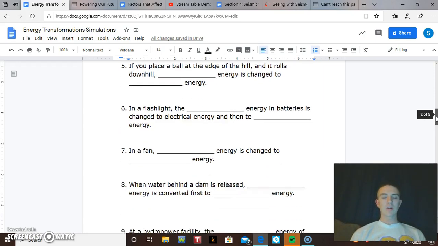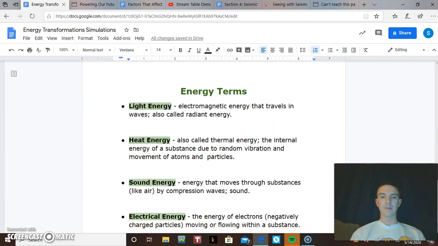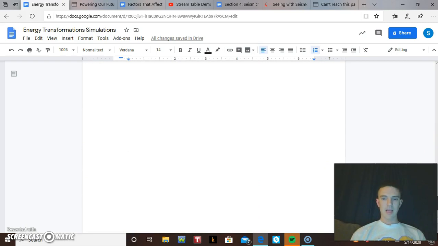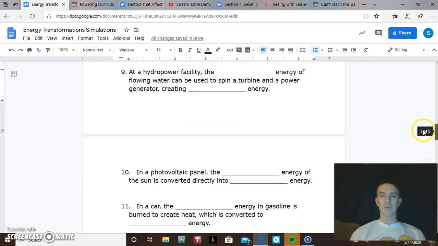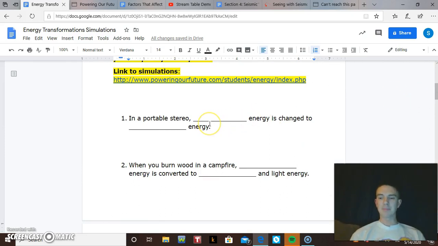When you are done, if you would like to, here are the terms once more at the very bottom. When you hand in your responses, you absolutely do not have to retype the sentence. If you put in, for example, a portable stereo as your answer and then your second answer, I'll understand that your first answer means the first blank and your second answer means the second blank. When you are done, upload it.